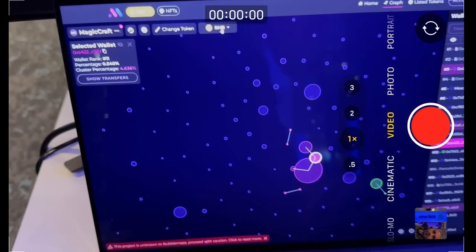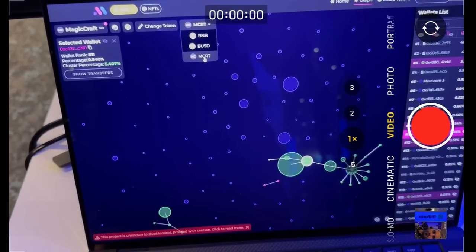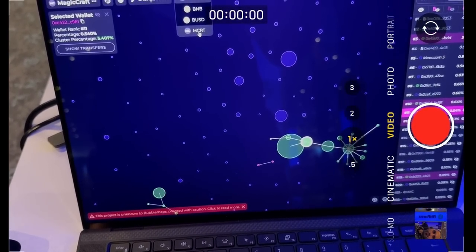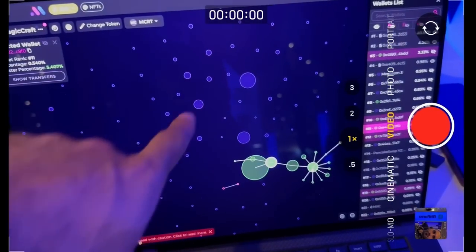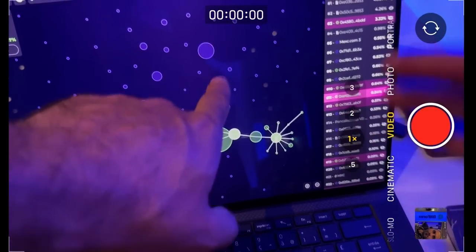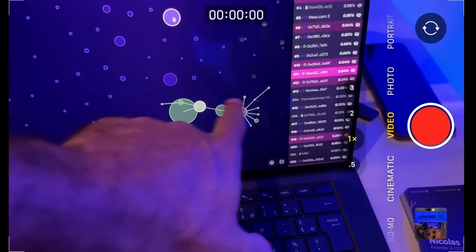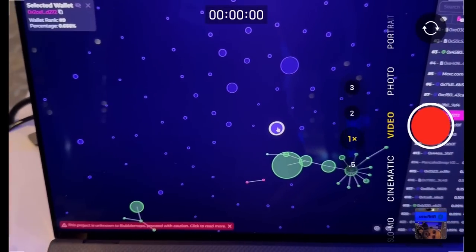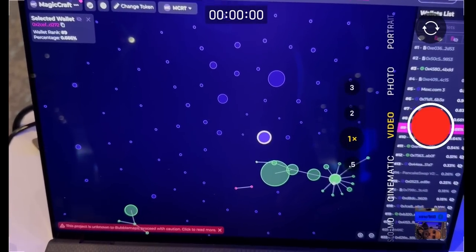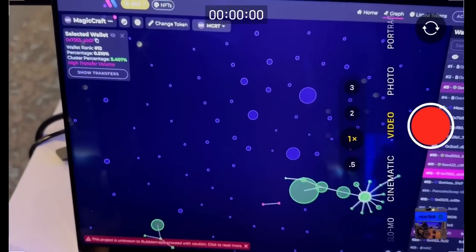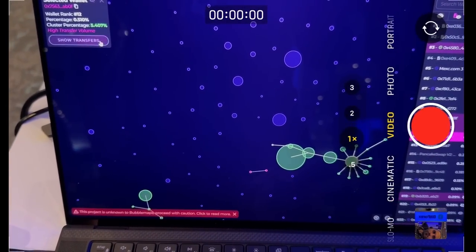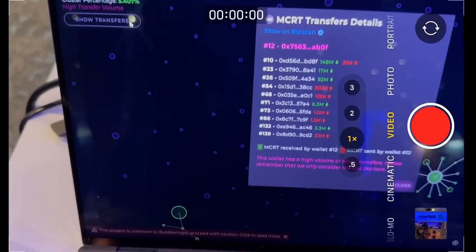And if we go back to the native mode, which shows the connections in your native token now, not in BNB. Again, all of these bubbles are different wallet holders. So these are the bigger wallet holders. This is the team. This is like a connection between bigger wallets. Exactly. And when there is a link, it means that your token MCRT has been sent. And if you click on show transfers, you can actually see the amount of tokens that have been sent back and forth between these wallets.